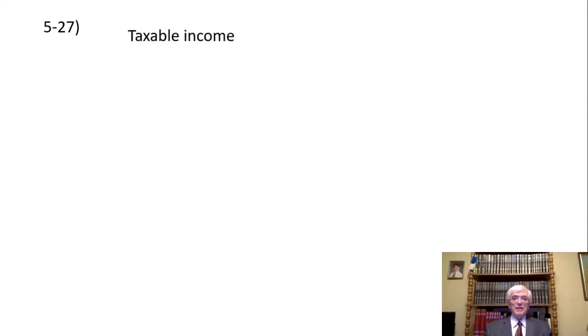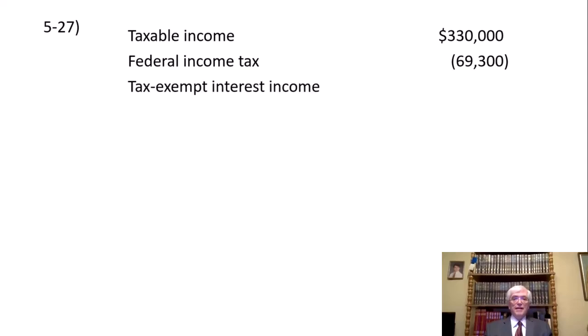First off, we had taxable income of $330,000. The federal income tax, $69,300, which is 21% of $330,000. They told us there was some tax-exempt interest income. Remember that any tax-exempt income is included in current earnings and profits. So add back the $5,000 of tax-exempt income that's not in taxable income, but is in E&P.